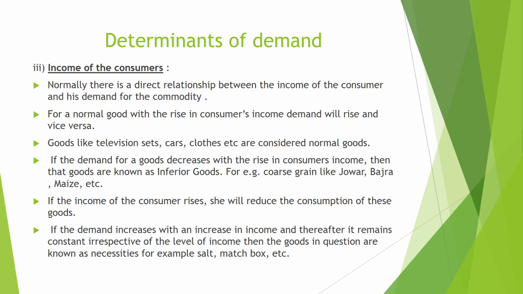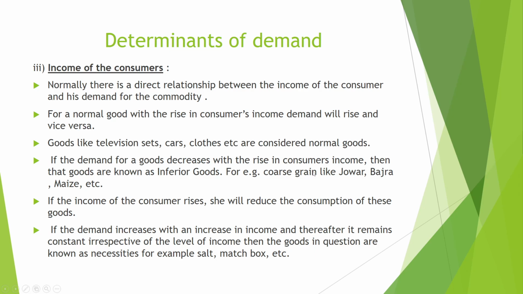So these are the examples. If the demand for a good decreases with the rise in consumer income, then that good is known as an inferior good. So this is the definition of an inferior good. Please note, this is a very important definition. A 1 mark question may come from this slide only. For example, coarse grains like jowar, bajra, maize, etc. These are inferior goods.